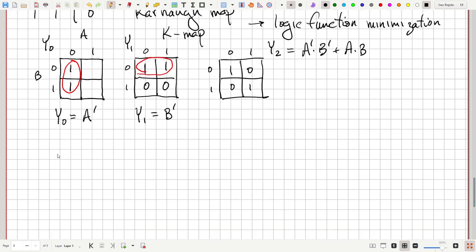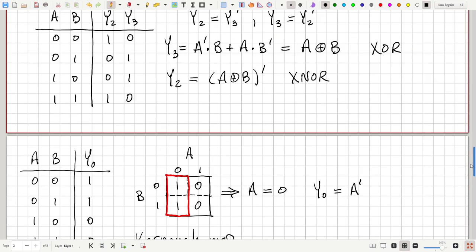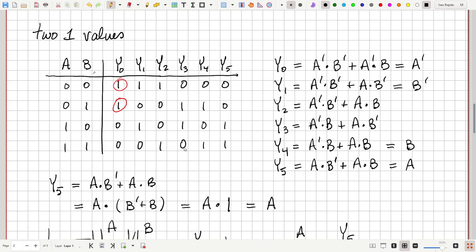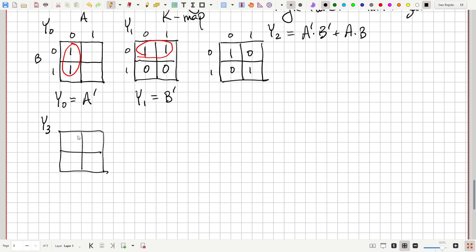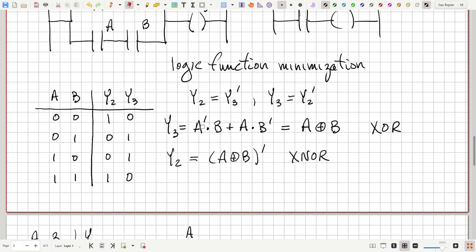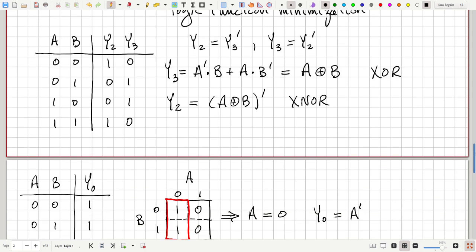And let's continue on. Let's look now at y3. 0110. So this is A is 0, A is 1, B is 0, B is 1. And that one also, the two ones do not form either a row or a column, so that can't be reduced. And so that's y3 here, not A and B, or A and not B. That's the exclusive OR.